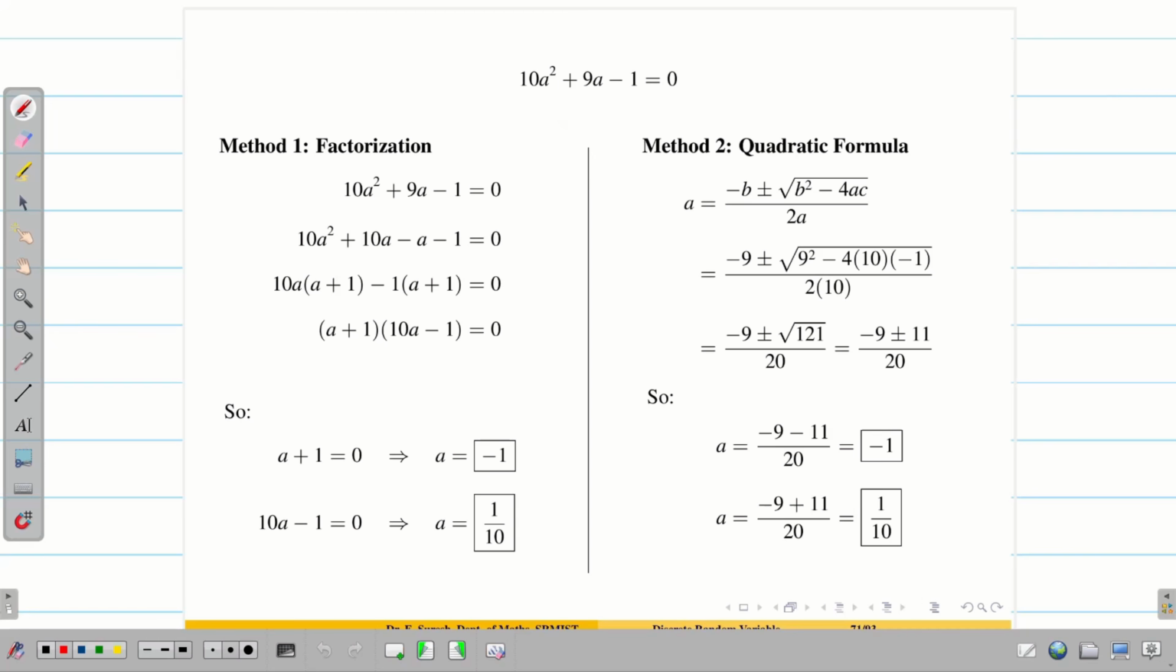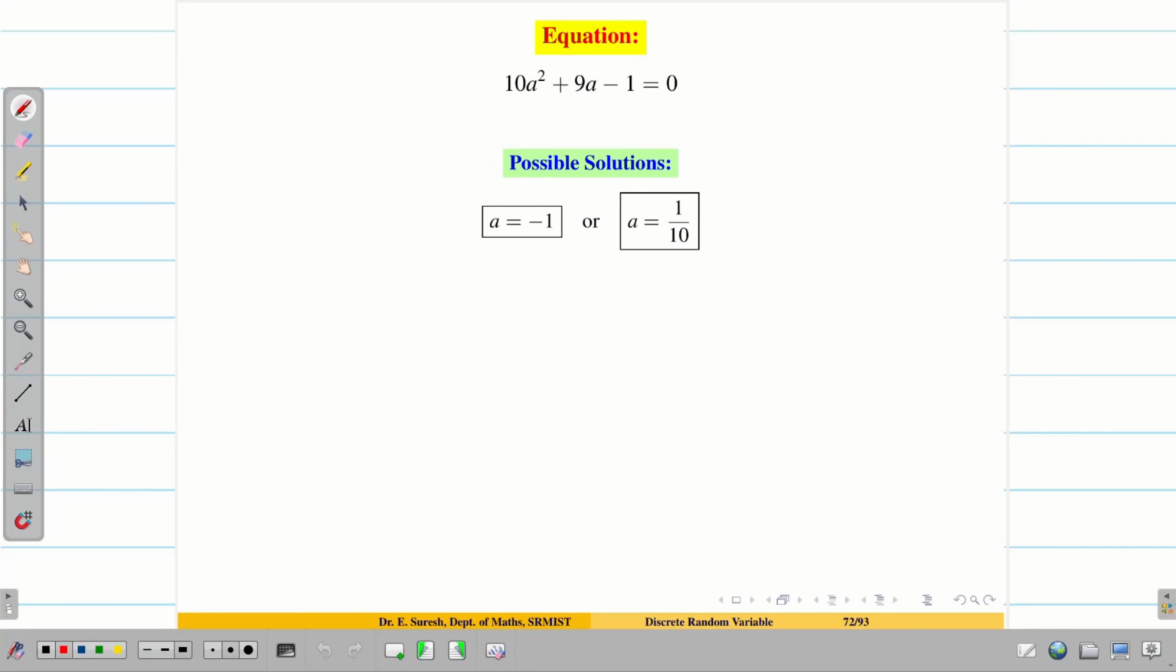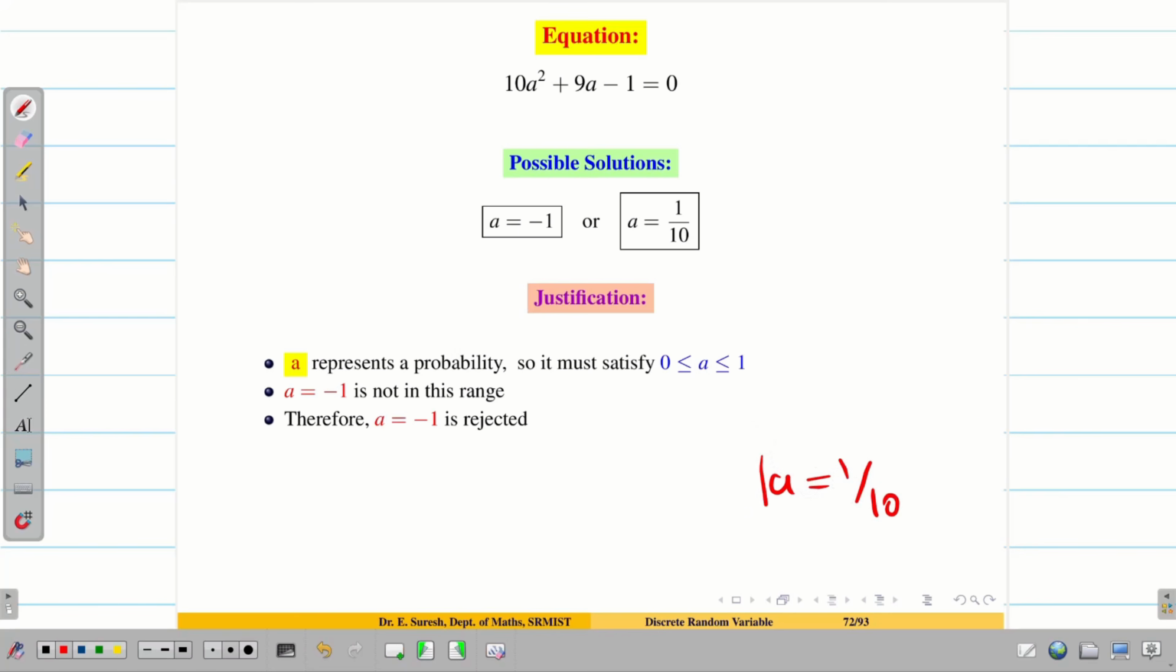Choose whatever you like. Now we have two solutions, minus 1 and 1 by 10. Which solution should I take? Obviously, probability lies between 0 to 1. If I substitute the negative value, all my probabilities will be negative, which is not possible. Therefore, the only option is A equal to 1 by 10. So we found A as 1 by 10.